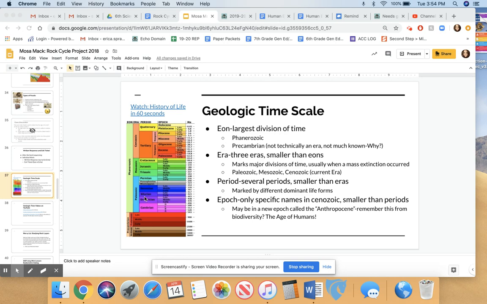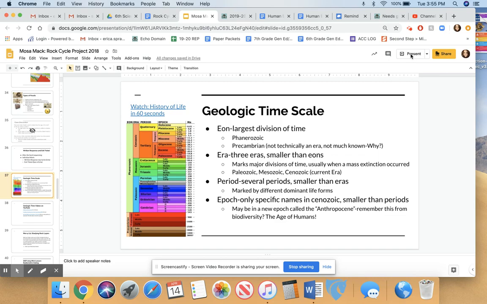And there are lots and lots of different ways to depict the geologic time scale. This one is pretty compact and fairly easy to read. And I want to go over a few key vocabulary terms so that you understand, when looking at a geologic time scale, what it is they're talking about. So the word eon is the largest division of time. And we basically have only 2 eons.